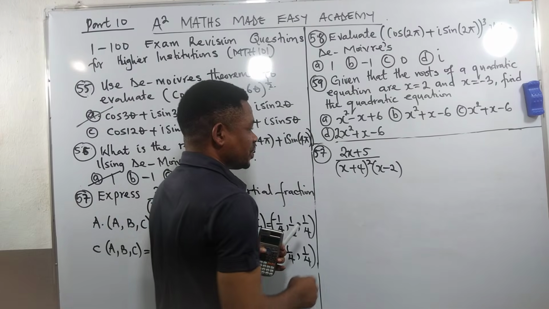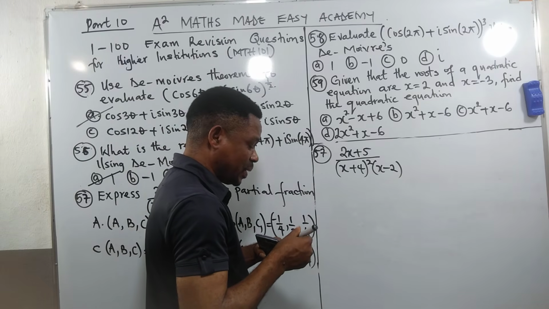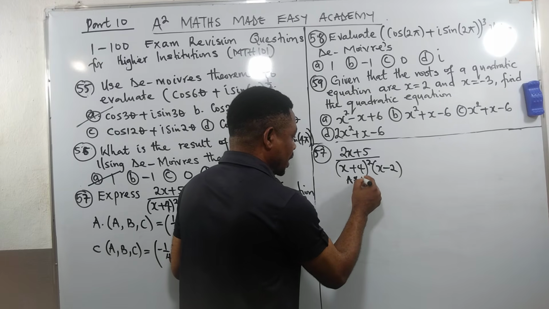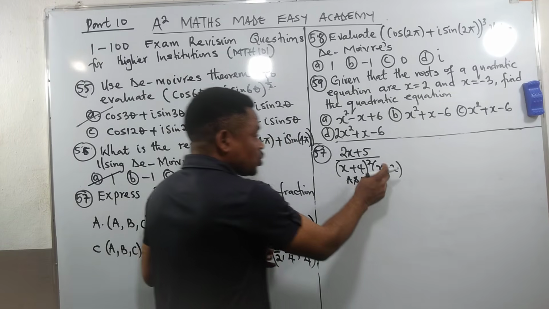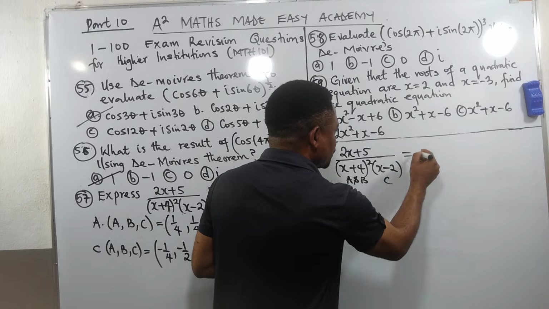Now this thing has a concept. This first one, we call it a repeated function. Since the power is 2, we are going to introduce 2 constants, A and B. And this one is a linear function, only just one, we call it C. Let us resolve it now.